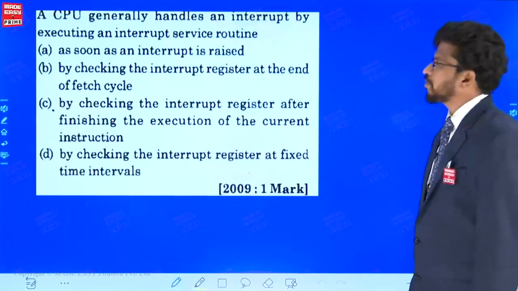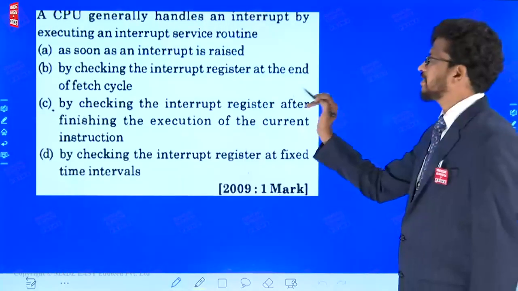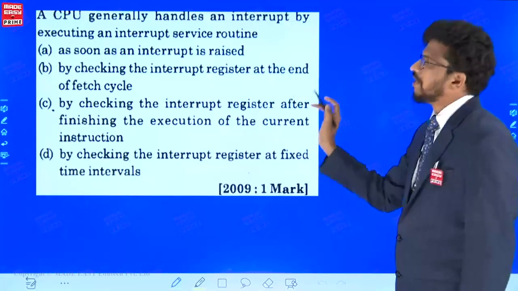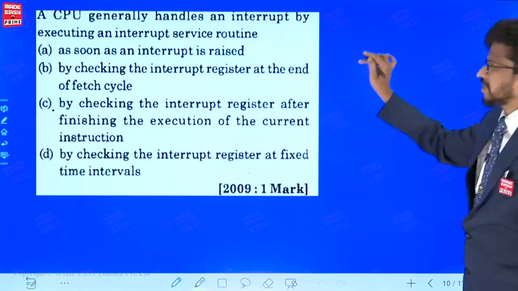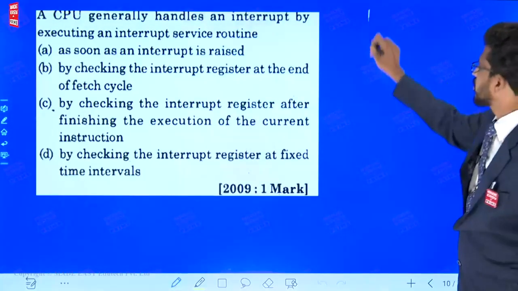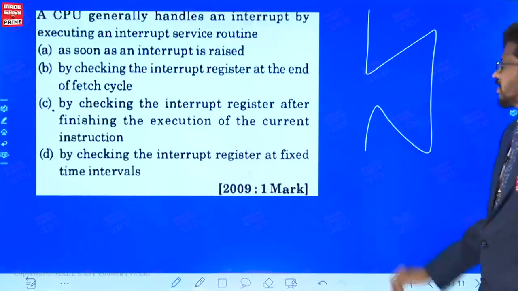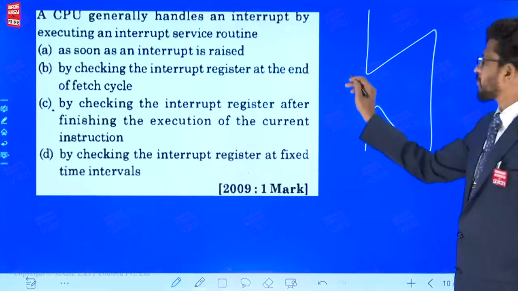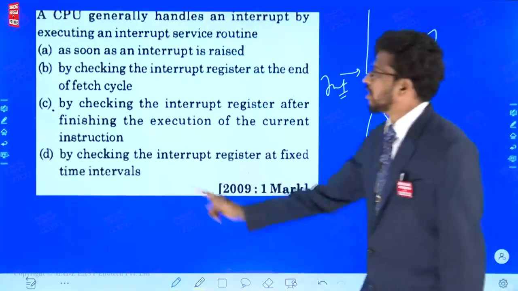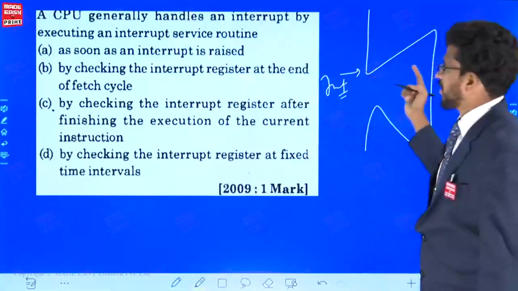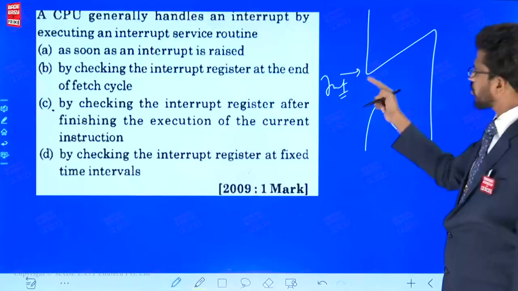Next question. A CPU generally handles an interrupt by executing an interrupt service routine. When does the CPU handle the interrupt? Very simple. Always understand whether interrupt or call instruction. Just think about this flow, you get the answer. Whenever it gets interrupted, what happens? First one. It goes to interrupt. When does it go to the interrupt service routine?